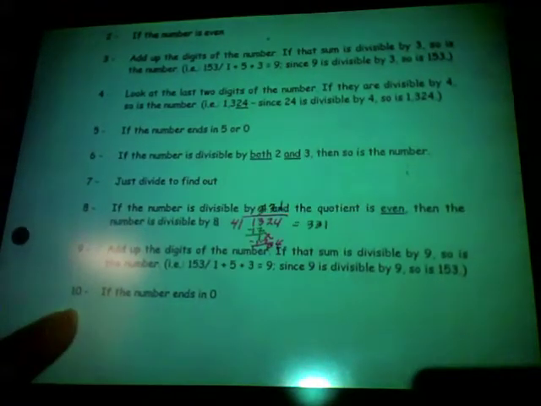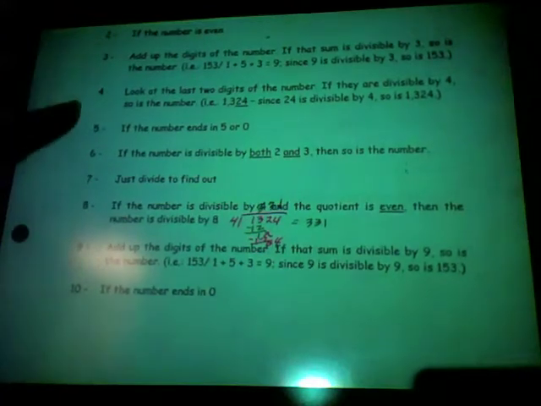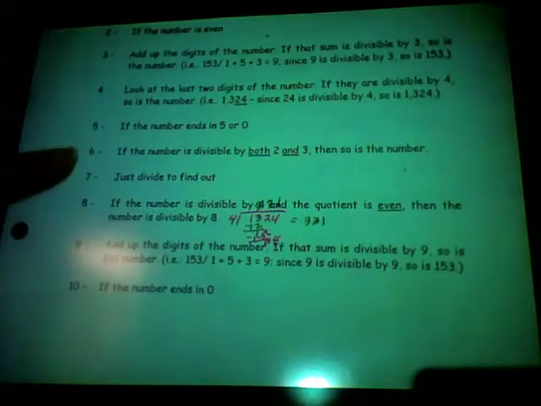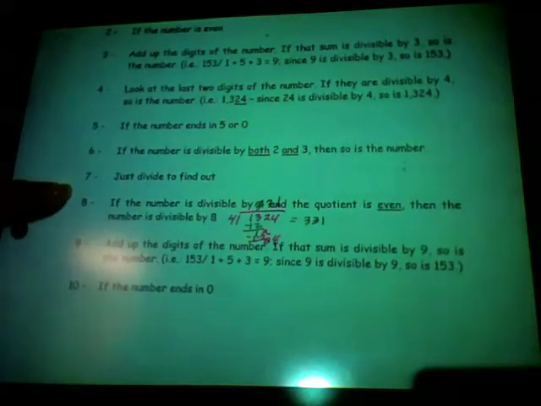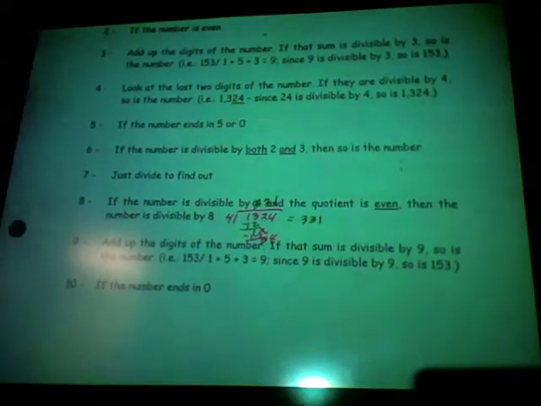10, if the number ends in 0, it's divisible by 10. So these are your important rules. I'm guessing that 4 and 8 and 6 you're unfamiliar with. And then 7 you need to get in the habit of testing. So these ones in the middle here, aside from 5, you need to become familiar with. Have this with you today as you do your homework. All right, so let's flip it to the back.